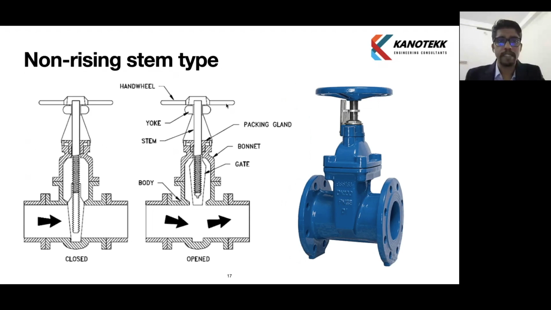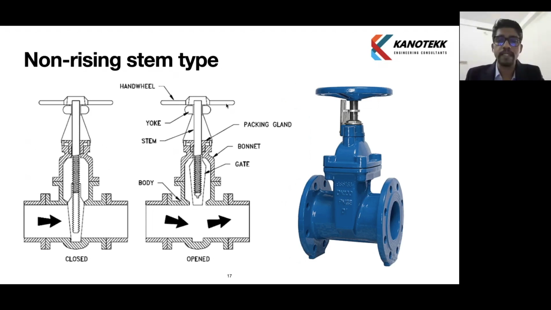And this is a non-rising stem type. Here the stem does not rise above the hand wheel because the stem is not threaded in the hand wheel area. The wedge inside is threaded. We can see in the first picture, in the closed condition, that the wedge is closed and inside is threaded. When we rotate the hand wheel, the thread will engage with the inside thread of the wedge. This ensures that the stem will not protrude upside of the hand wheel.